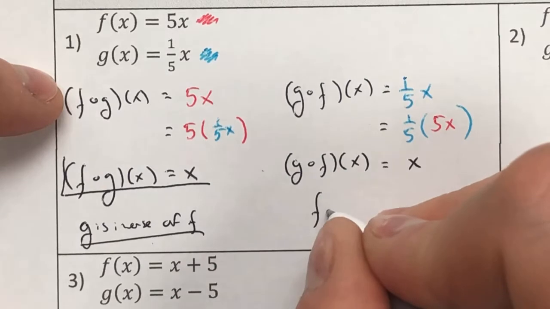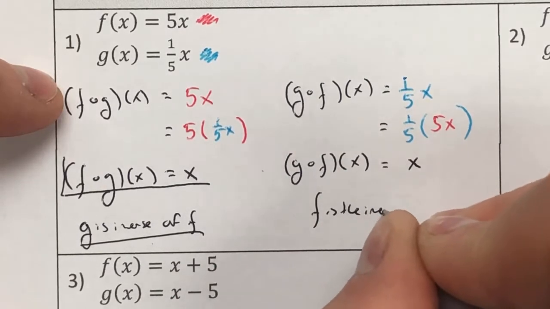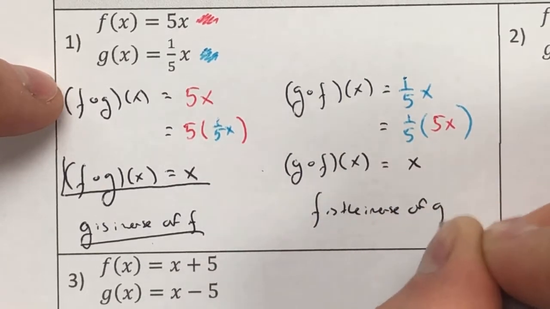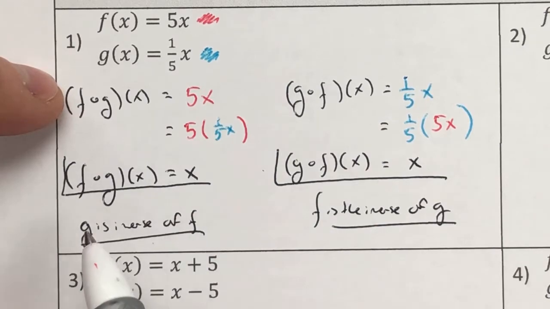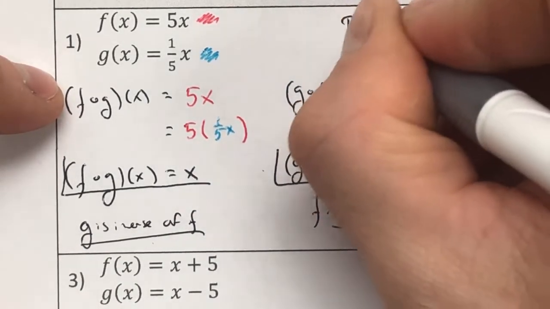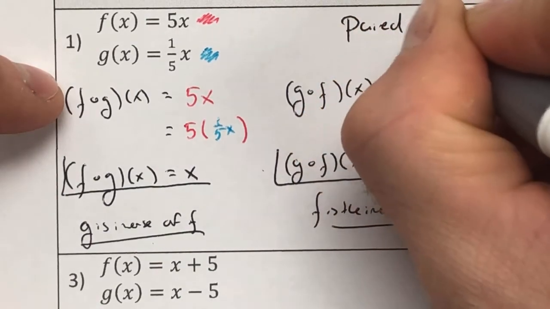So now f is the inverse of g. So what I know is that because they both produced a value of x, g is the inverse of f, f is the inverse of g, we have paired inverses.